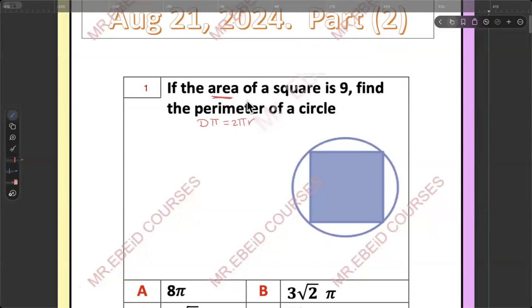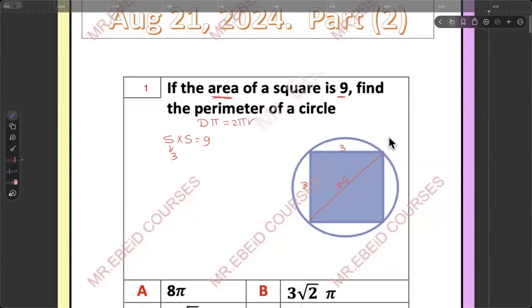If we have the square area equals 9, you know that the square area formula is side times side. So if you multiply side times side, it will be 9. It means the side length equals 3. So if this side equals 3 and this side equals 3, it means that the diagonal, which also represents the diameter in the circle, will be 3 radical 2.